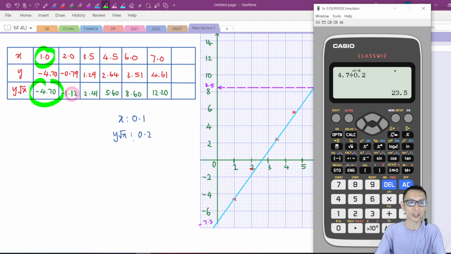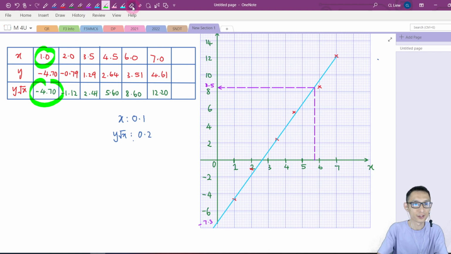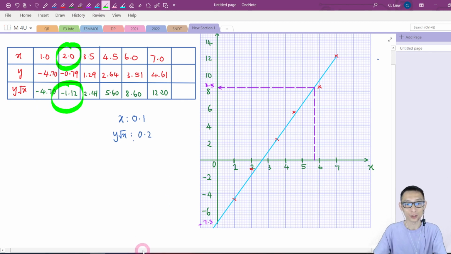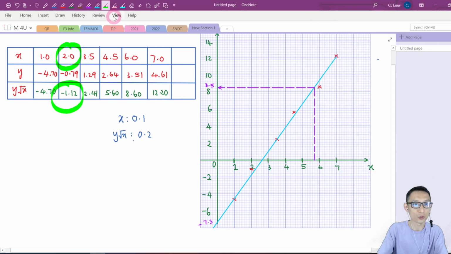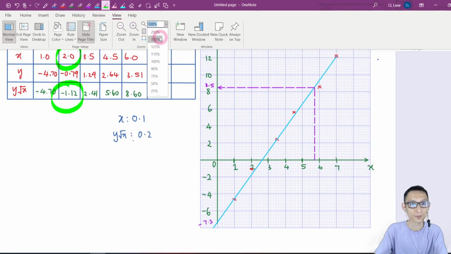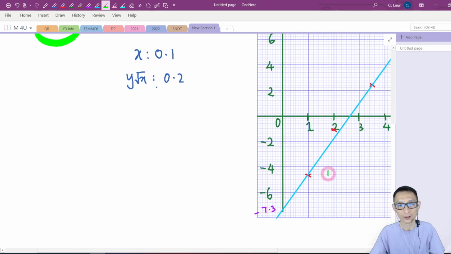Now let me show you another one. How about this one and this one? Same thing, the 2 should be no problem. And then you just key in your calculator 1.12 divided by 0.2. Press equal, 5.6. It's very hard for us to get it very accurate, so we just plot around 5.5, which means between the 5th and the 6th small grid. Let me enlarge it to show you better. Now, can you see it?